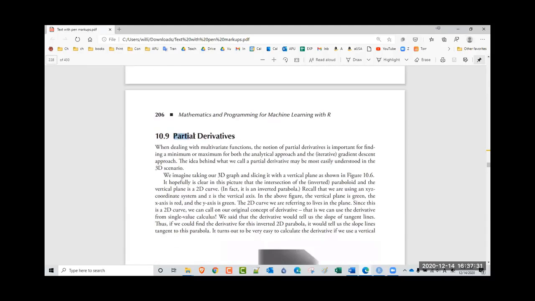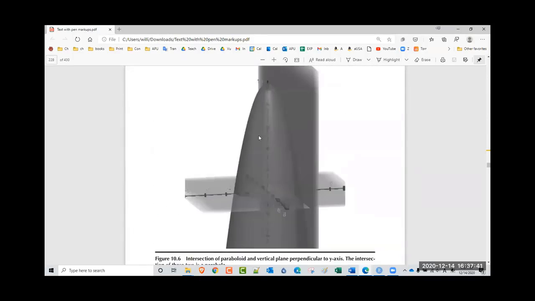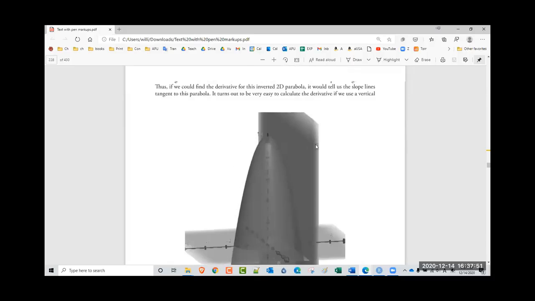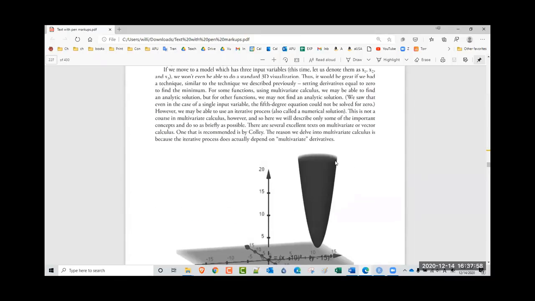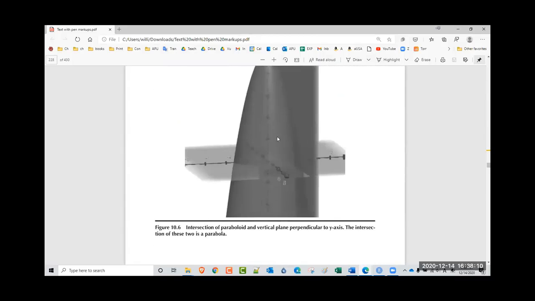In calculus, that's called partial derivatives. Here's the same picture, or another picture anyway, a 3-dimensional picture. What if I take this plane and cut this? By the way, these kinds of curves are called paraboloids. It looks like a parabola, but it's 3-dimensional. It's called a paraboloid, okay? And this is also a paraboloid.